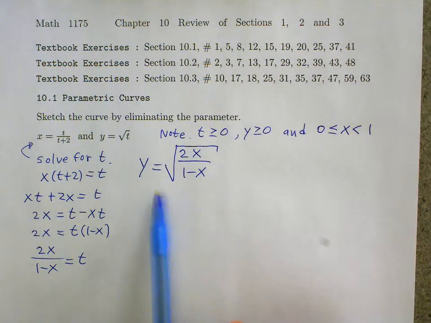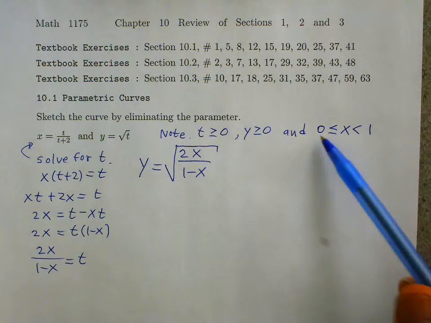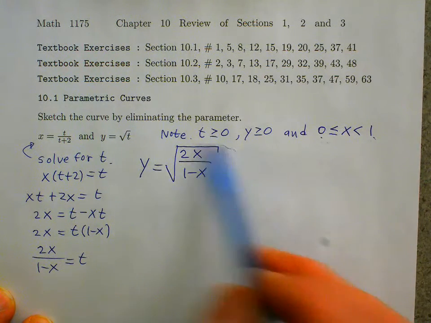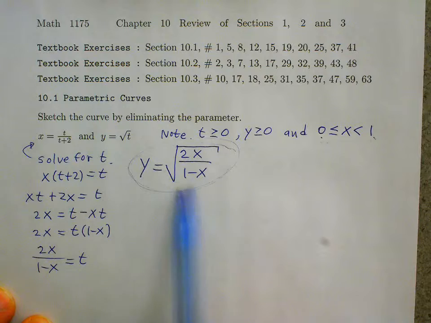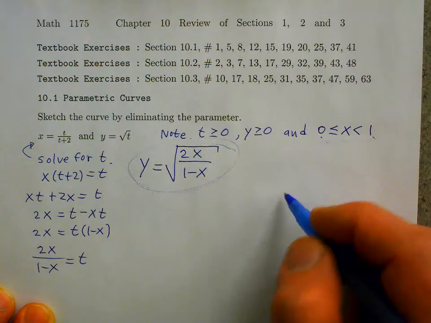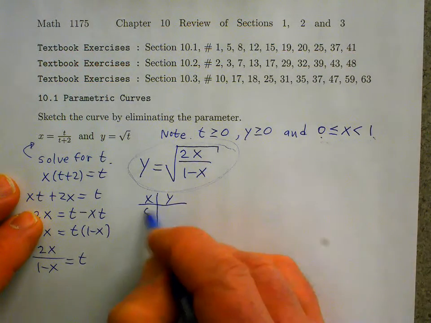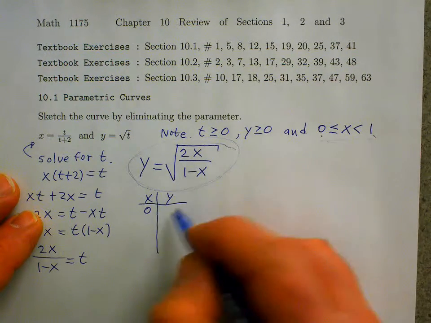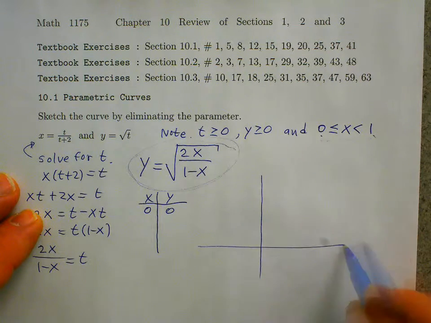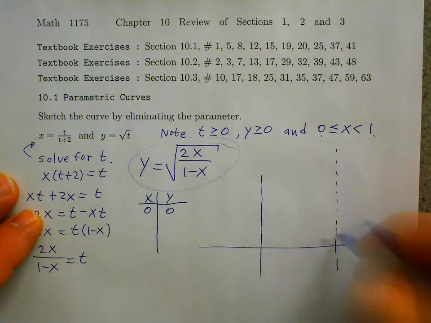Okay, so to sketch the graph, we can only pick x values between 0 and 1, including 0 but excluding 1. We should come to the same conclusion just by analyzing this function itself. Okay, so we'll pick a few x values. When x is 0, y is 0. And we're going to have a vertical asymptote at x equals 1.